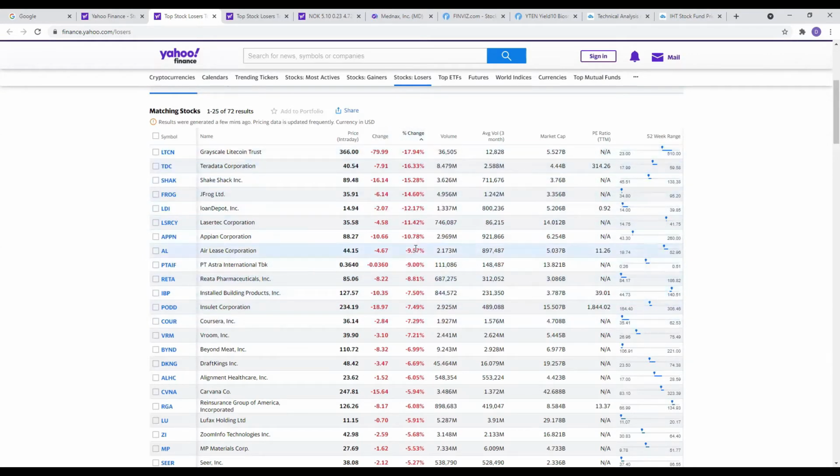This column here shows you the price change. This shows you the extent to which the price declined. This is the volume of the stocks actually traded. This is the market capitalization for the company. This is the market price, the active market price for the company's stock.